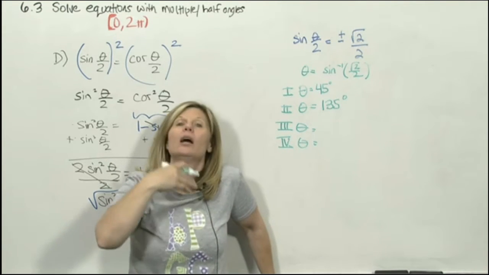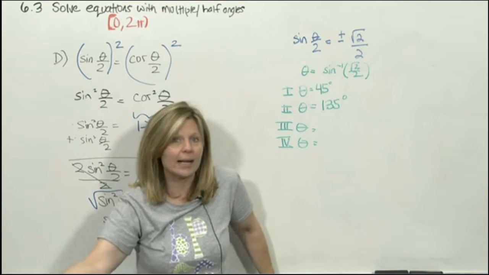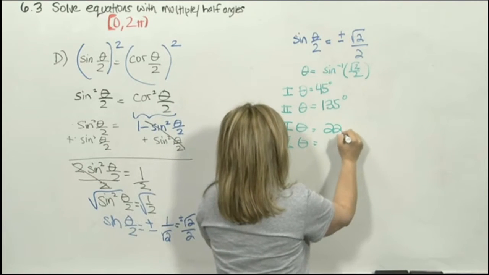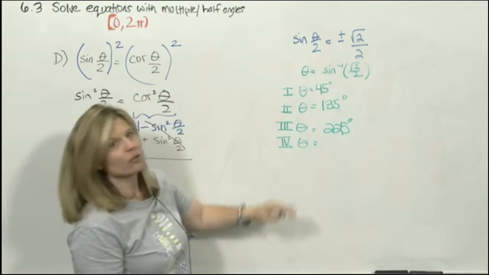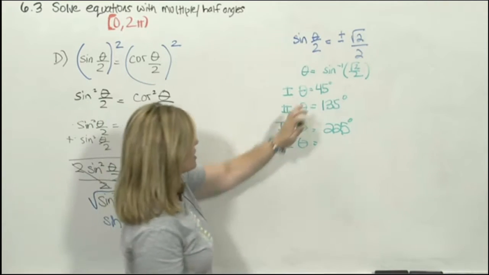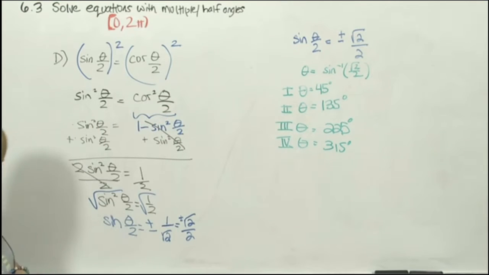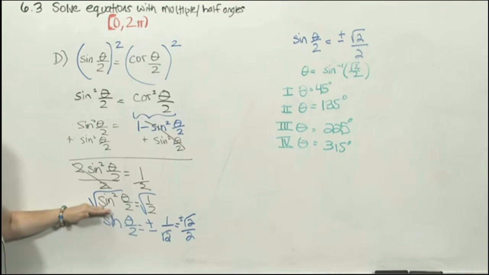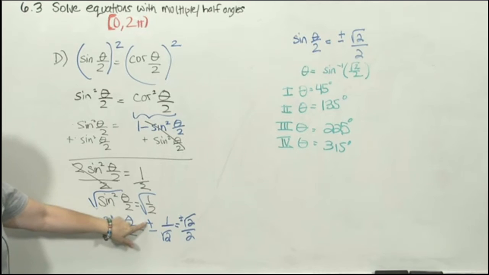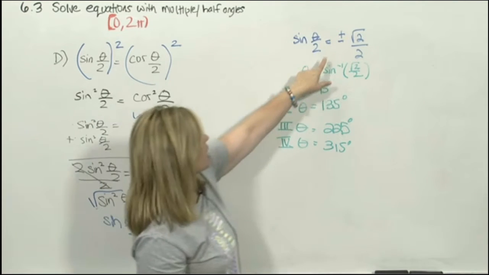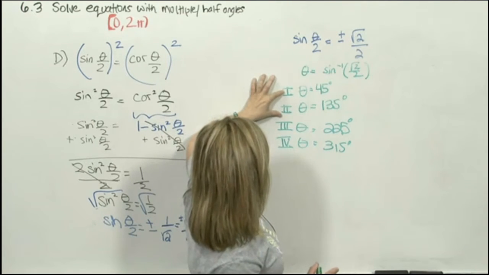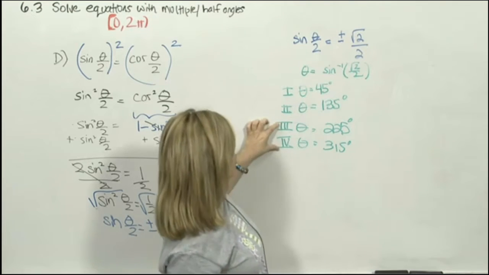Well, it would be 45 plus 180, which would make 225. And if it was in quadrant 4, it would be 360 minus the 45, which is 315. Because to isolate the trig function, you had a square root. Square roots always have positive and negative answers. Sine is always positive in 2 quadrants. Sine is always negative in 2 quadrants.